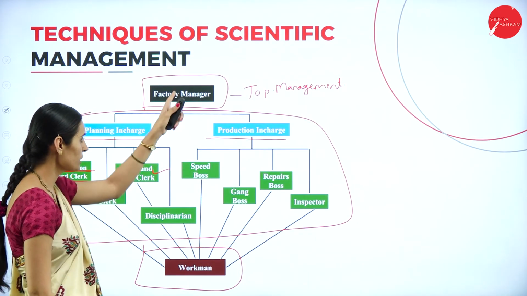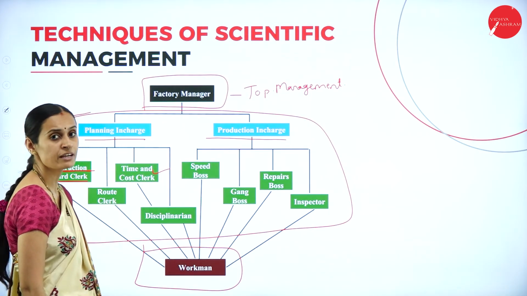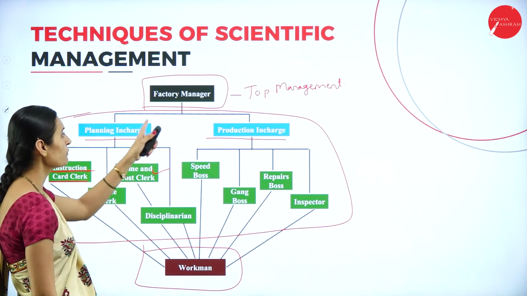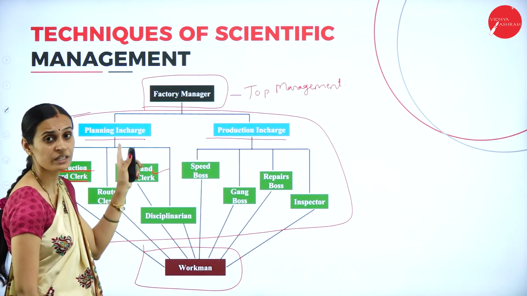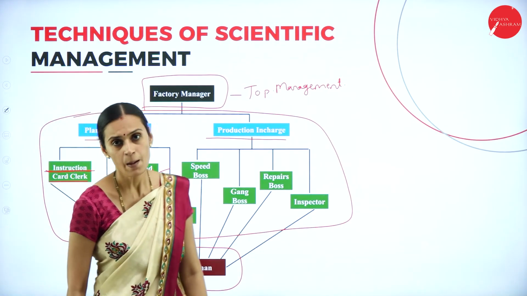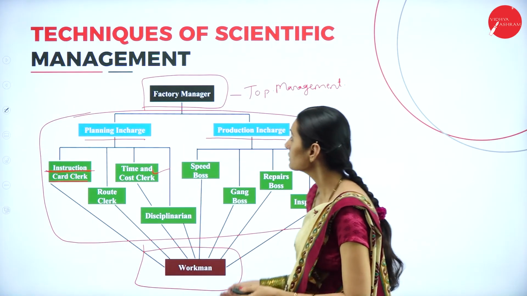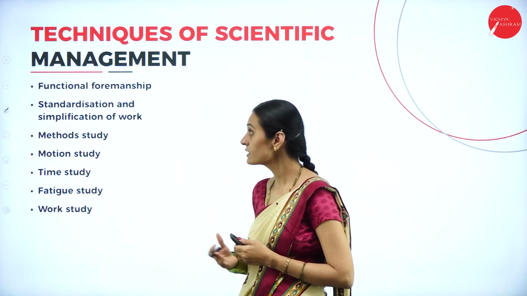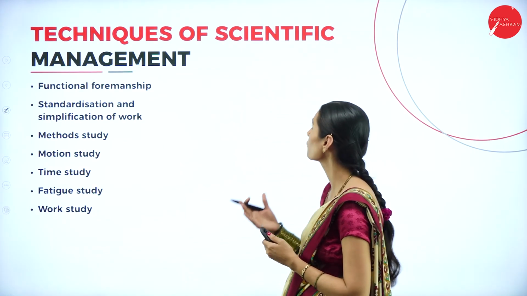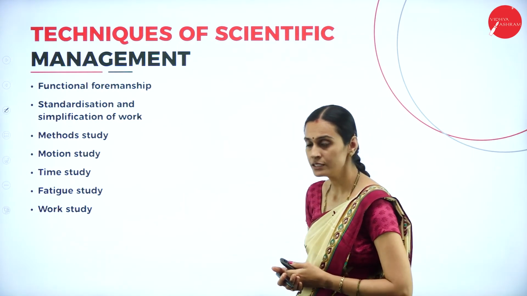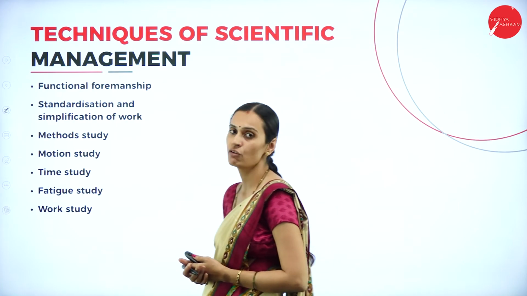So these two important factors, one is top level and another is lower level, and the middle level works under them and gives suggestions to the lower level of management. So these are the techniques of scientific management. Let us discuss the 7 important techniques of scientific management introduced by F.W. Taylor. One is functional foremanship.